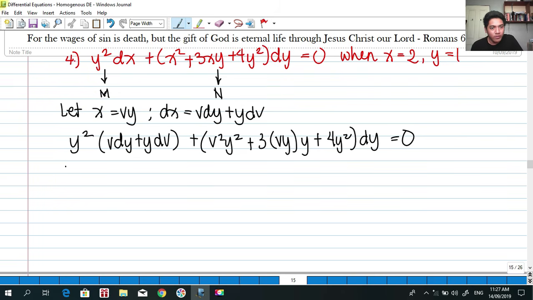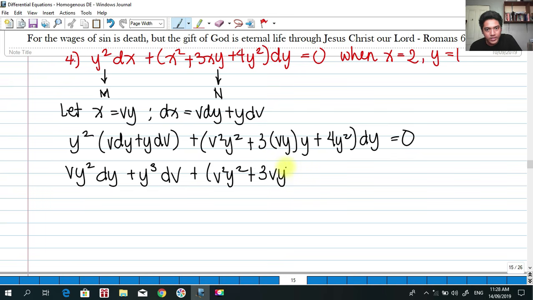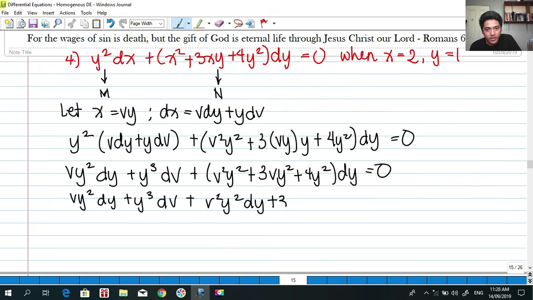If I'm going to simplify, we have vy squared dy plus y cubed dv, plus v squared y squared plus 3vy squared, plus 4y squared dy is equal to 0. Let me rewrite it again so that we can see it clearly. I'm going to distribute dy here: v squared y squared dy plus 3vy squared dy plus 4y squared dy is equal now to 0.